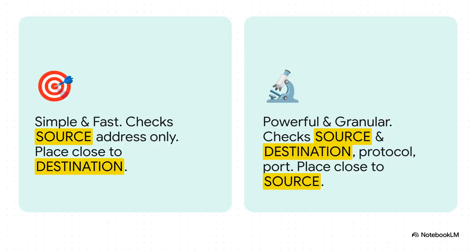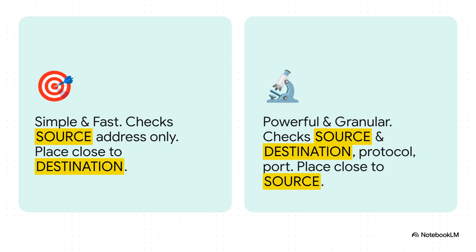Now, ACLs come in two main flavors, standard and extended. Think of standard ACLs as the basic bouncer. They're simple, they're fast, and they only check where the traffic is coming from. Because they're so simple, you want to put them as close to the destination as possible.